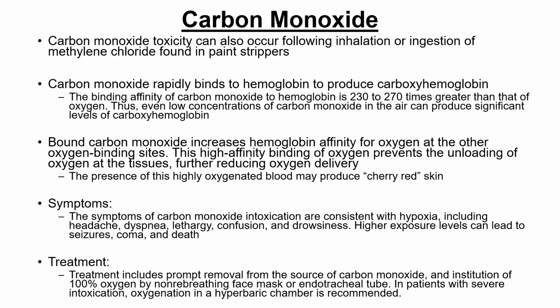One of the most prominent signs of carbon monoxide poisoning is cherry red skin color. This is one of the most important because you have highly oxygenated blood, and that causes discoloration of the skin. That will be one thing that you want to look for if someone has carbon monoxide poisoning. Other symptoms come from hypoxia, including headache and the other listed ones here. And higher exposure can lead to seizures, coma, and even death.